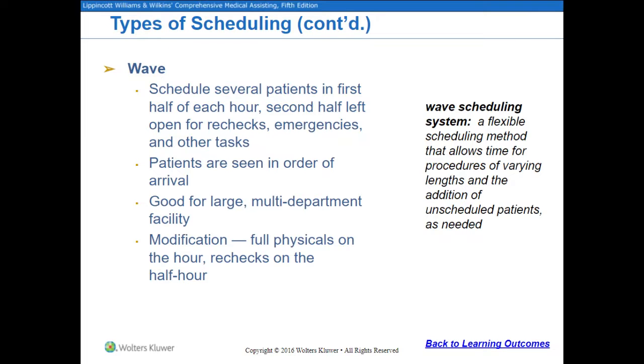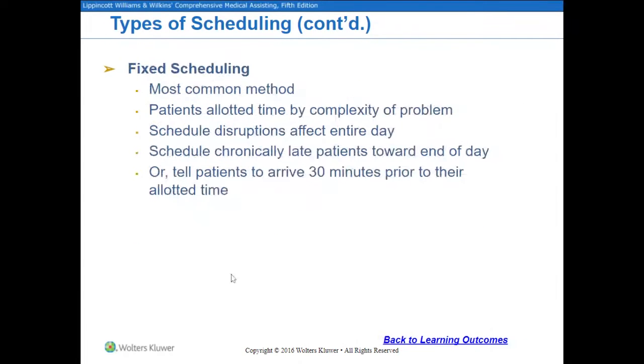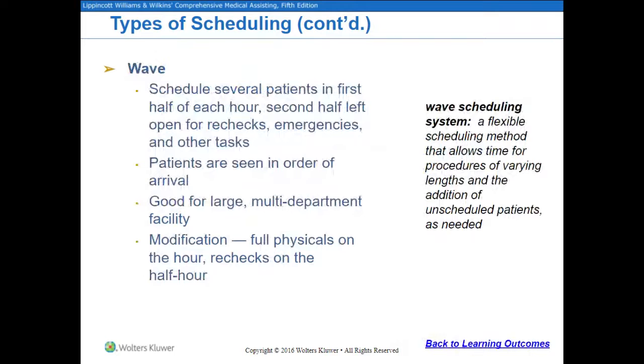So that's wave, okay? Several people are scheduled in the first half of each hour or at the top of the hour. Example, all of you are scheduled at 9 o'clock. There is nobody else scheduled at 9:30, 9:45, right? The doctor has that entire hour to see you and do other things. And then they see the patients in the order that they arrive. So whichever 9 o'clock comes first, they'll see them first. Okay. Now, modified wave. Let me go back.